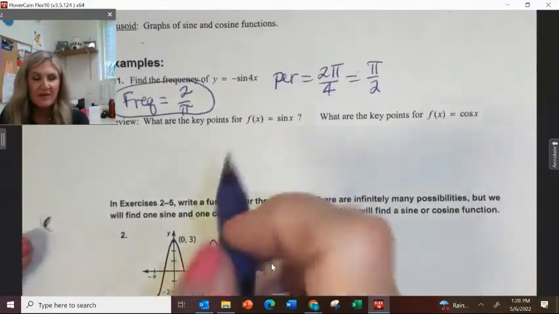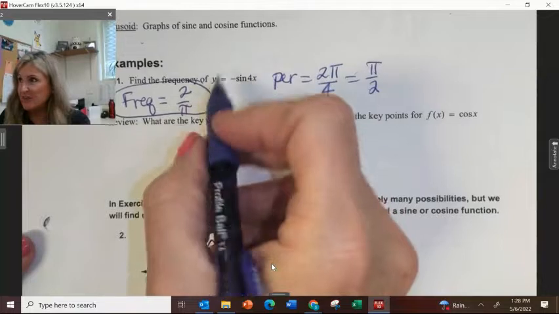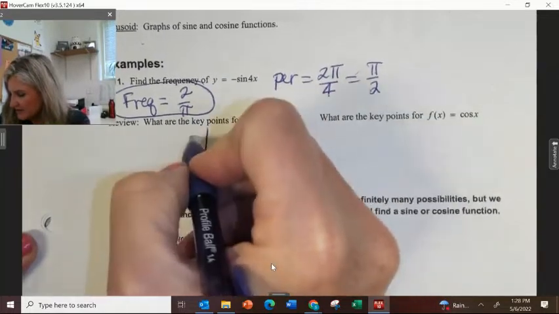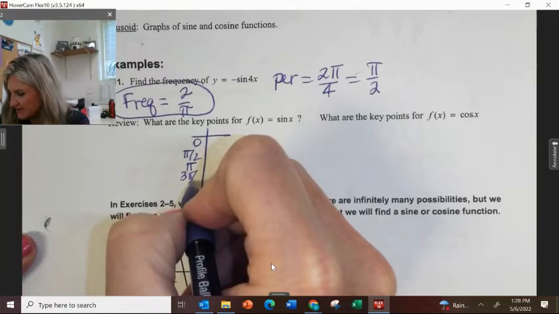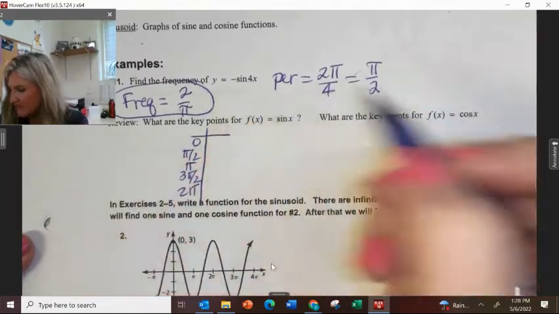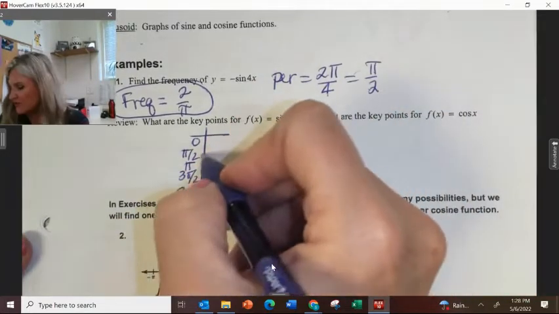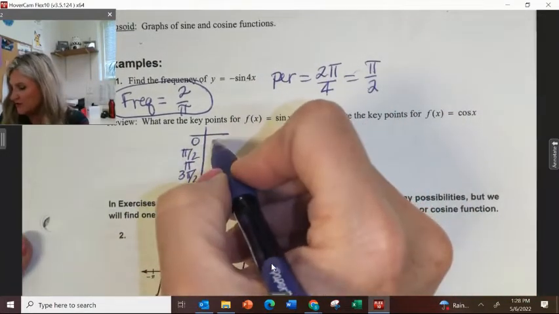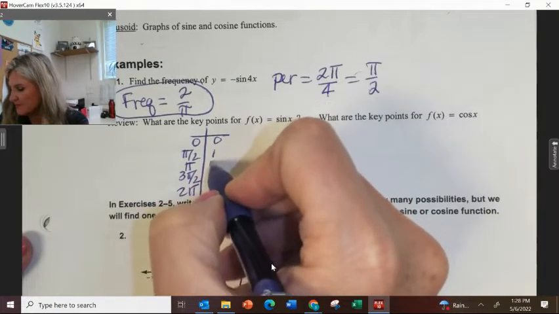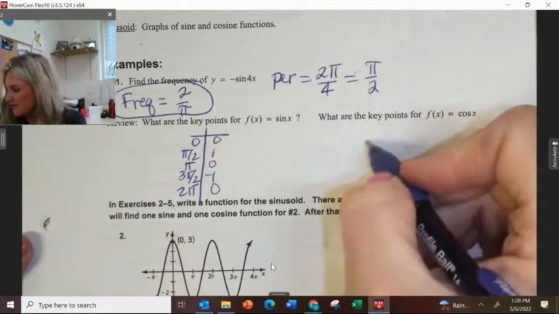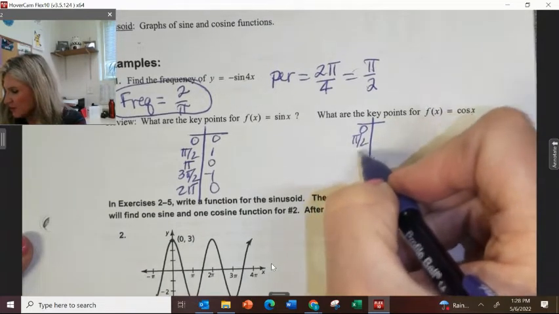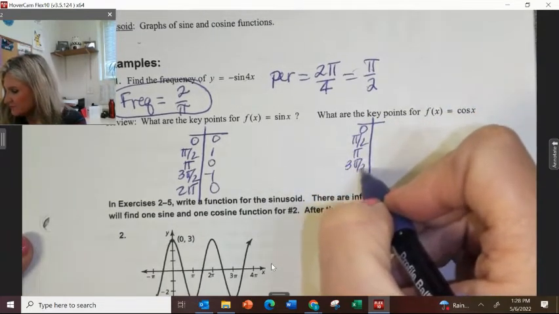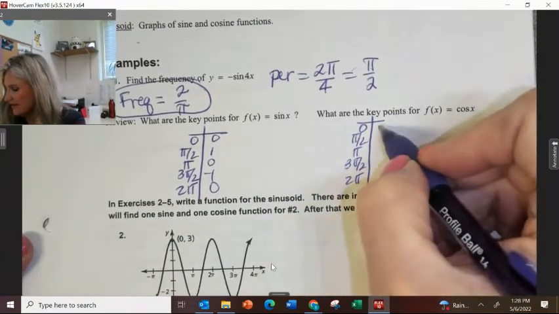All right, let's review the 5 key points for sine. I know we've done this over and over, but yesterday we did cotangent, so just making sure everybody remembers these for sine. How does it go for sine when we use those quadrantals? Good. And then we've got our cosine curves. Let's use the same quadrantal angles. And key points go what?